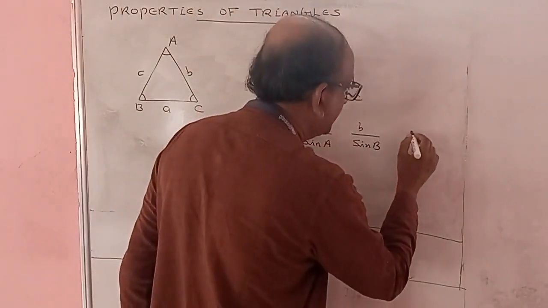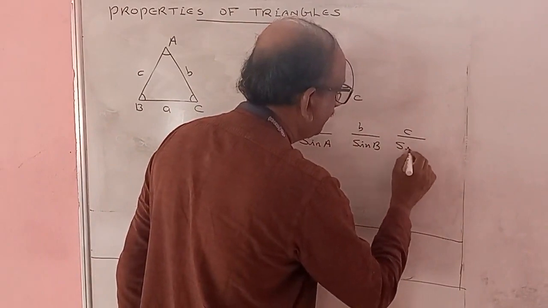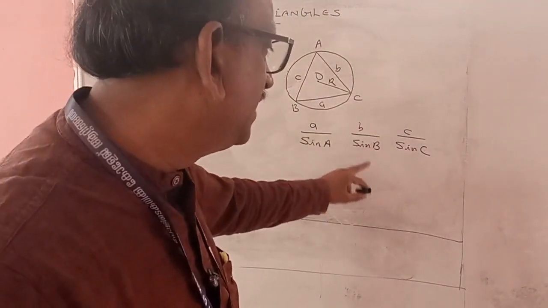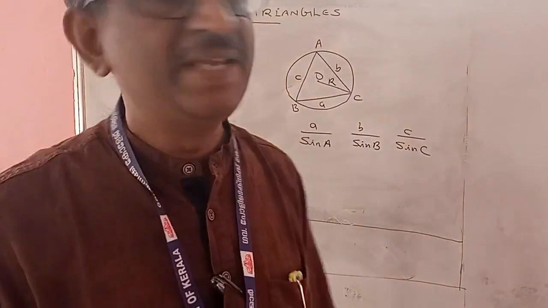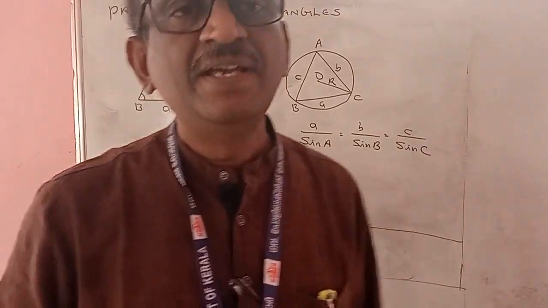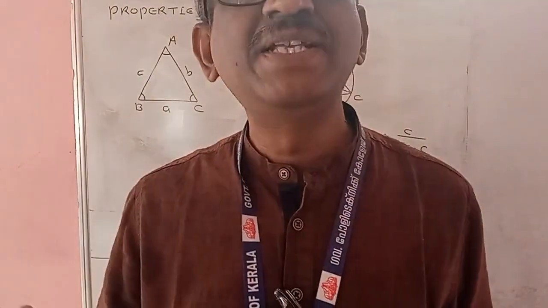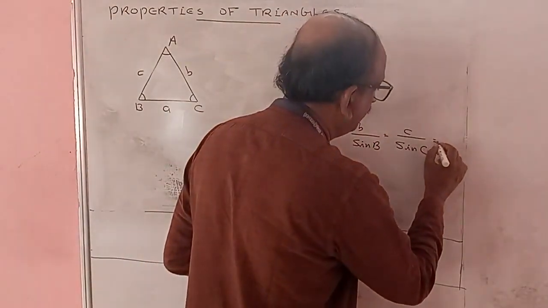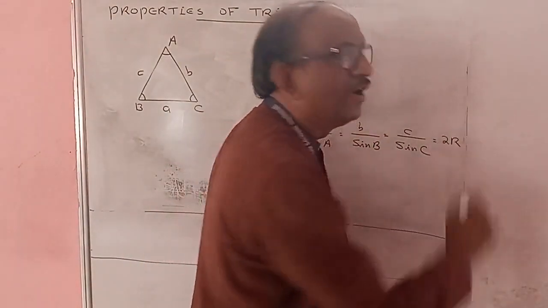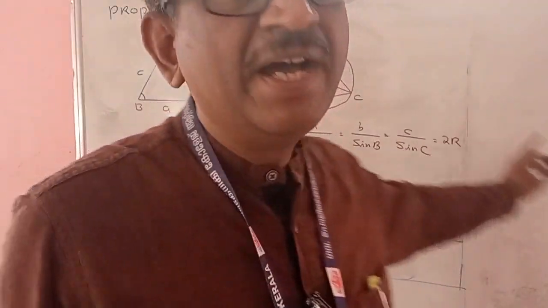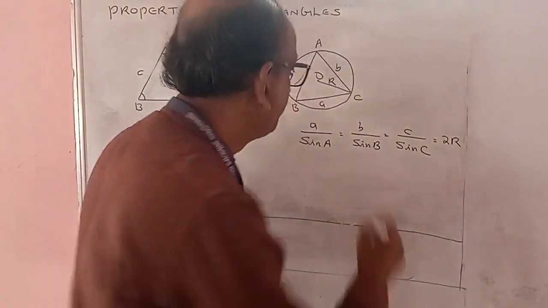Then c by sin C. So find a by sin A, b by sin B, and c by sin C. All these are equal. a by sin A is equal to b by sin B is equal to c by sin C, and each is equal to 2R, twice the radius of the circumcircle. This formula is known as the sine rule.